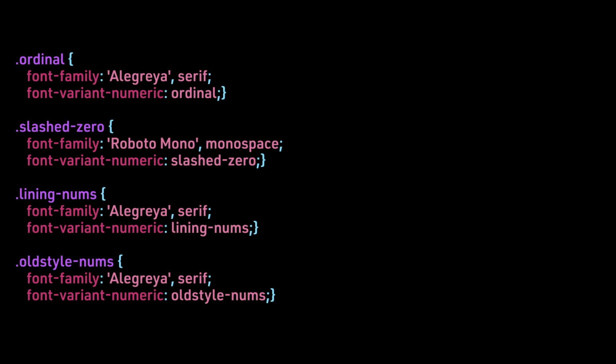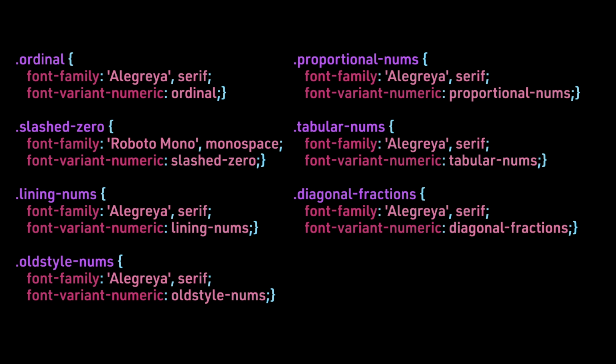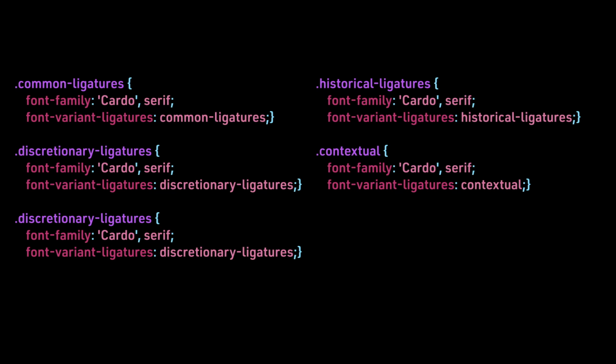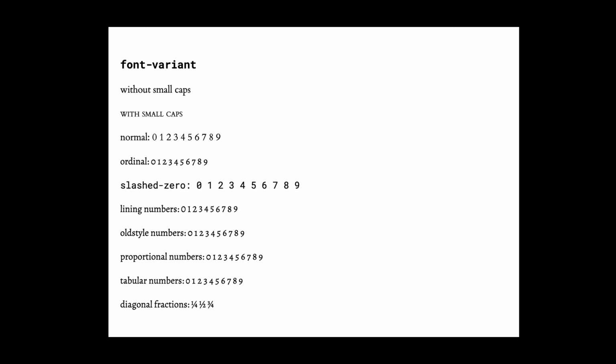For the numbers, we are using a combination of Alegreya to look at ordinal, lining nums, oldstyle nums, proportional nums, tabular nums, and diagonal fractions. While for the slashed zero, we are looking at Rubik Mono. We go back to Cardo to review the ligatures. And this is how these would display.